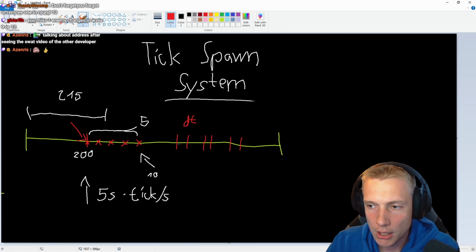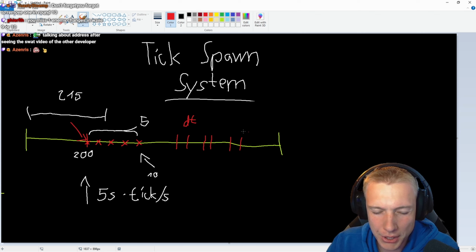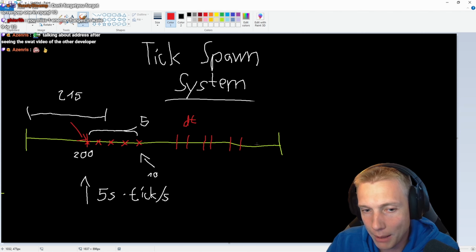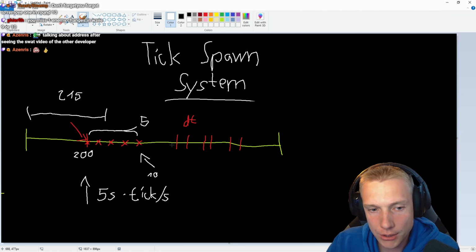Depending on your machine, depending on how many times you update, you want to spawn an enemy at a certain rate, right? If this is time 0 here, and you want to spawn an enemy on 1, that would be here.